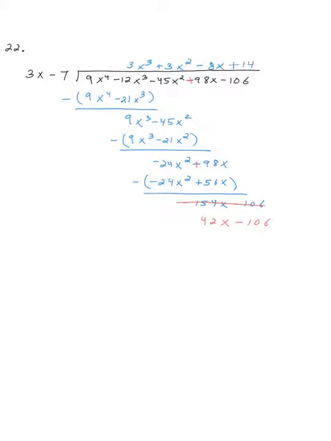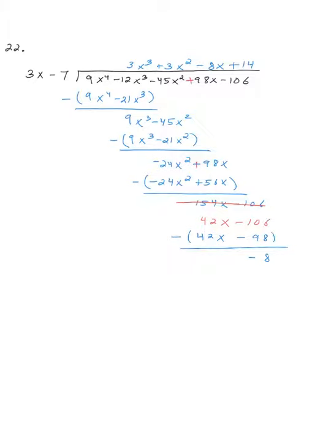Anyway, so we have 14 there. It gives us 42x, that's much better. But then 14 times 7, we get negative 98. Now, when I take the difference, that's negative 106 plus 98, so my remainder is negative 8.